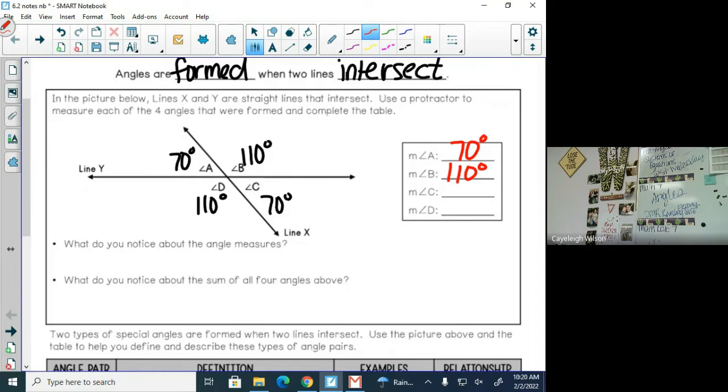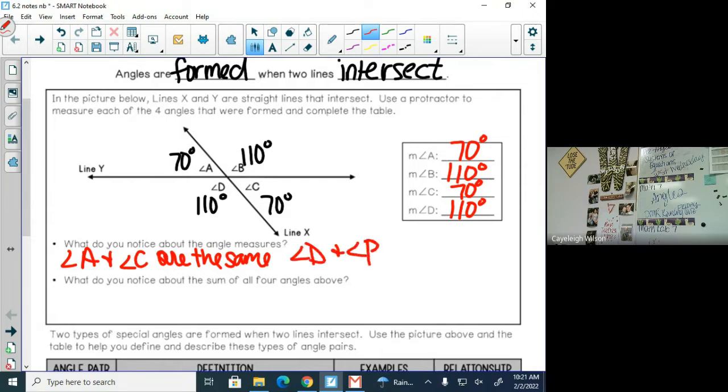All right, so what's angle C? 70. And angle D? 110. Okay, so then it says, what do you notice about the angle measures? Terry, what do you think you notice about some of the angle measures? They're the same across from each other. Yes, good. So angle A and angle C are the same, and so are angle D and angle B. They're equal.